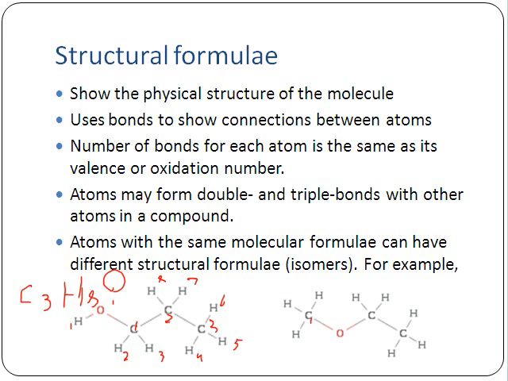Let's count the carbons. It has 1, 2, 3. So C3. Then the hydrogens, it has 1, 2, 3, 4, 5, 6, 7, 8. So H8. And it has one oxygen, O, right here. And so C3H8O. It has exactly the same molecular formula as the first one. These two have identical formulas, but different structures. So these are isomers.